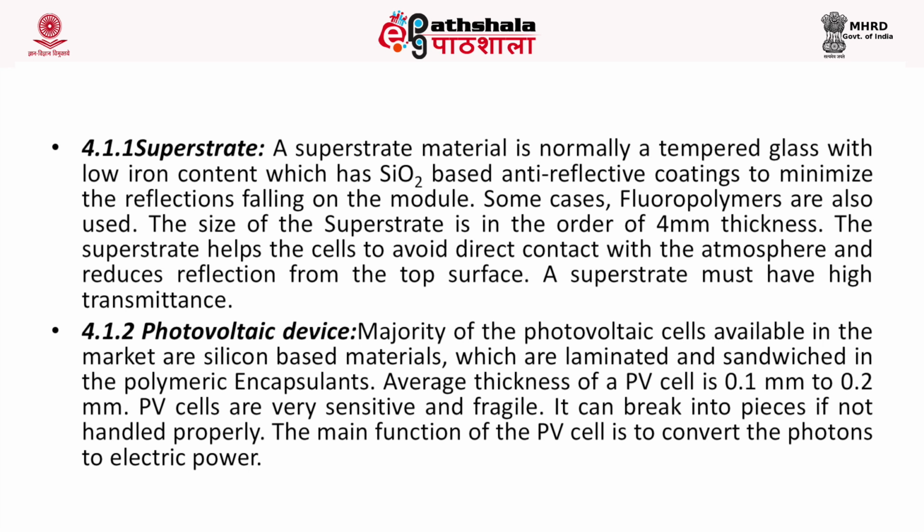The photovoltaic device. Majority of the photovoltaic cells available in the market are silicon-based materials, which are laminated and sandwiched in the polymeric encapsulants. Average thickness of a PV cell is 0.1 mm to 0.2 mm. The photovoltaic cells are very sensitive and fragile. It can break into pieces if not handled properly. And the main function of the PV cell is to convert photon to electric power.